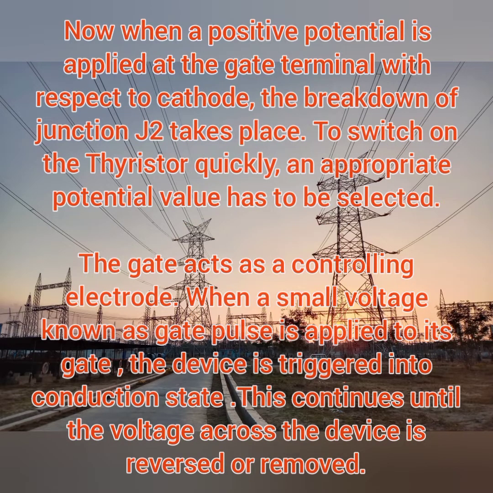Next, when a positive potential is applied at your gate terminal with respect to the cathode, the breakdown of the J2 junction takes place to switch on the thyristor quickly. So the gate acts as a controlling electrode. When a small voltage known as a gate pulse is applied to your gate, it triggers your thyristor to a conduction state, and it will continue until the voltage across the device is reversed or removed.